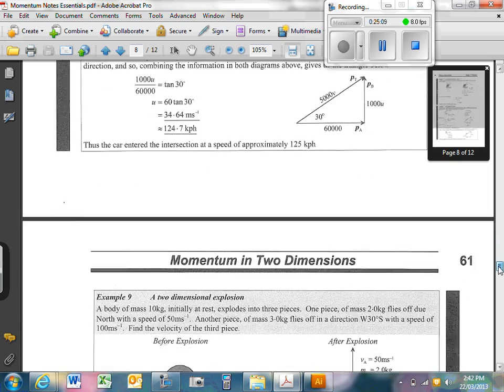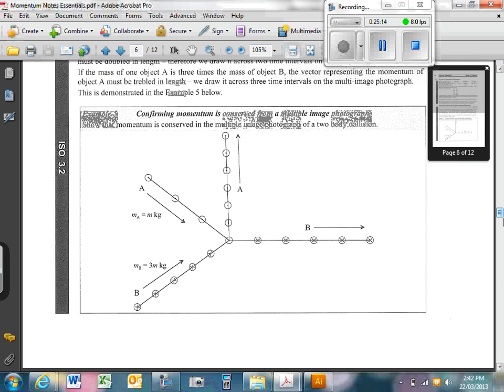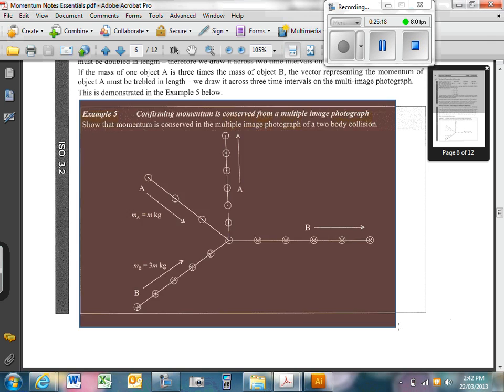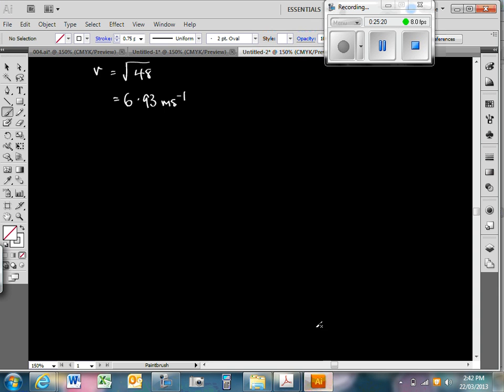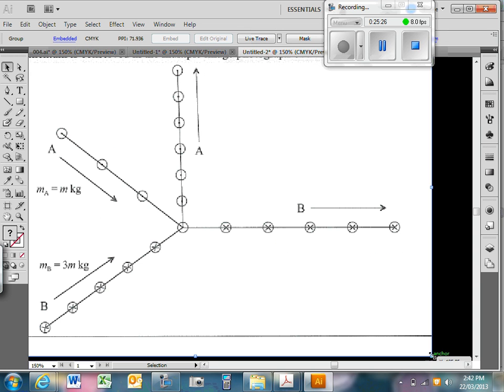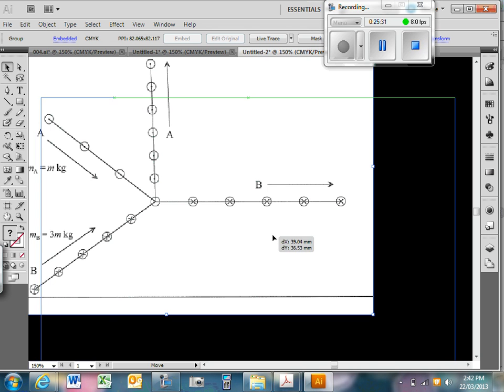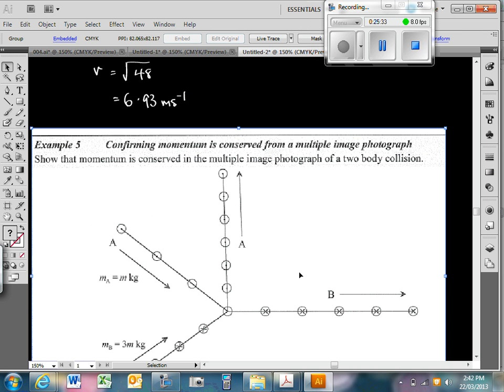Here is, no, it's back here. This guy. Multi-image photographs look like this. You might have seen one before. Is there anybody that hasn't seen one before? All seen one? Good.